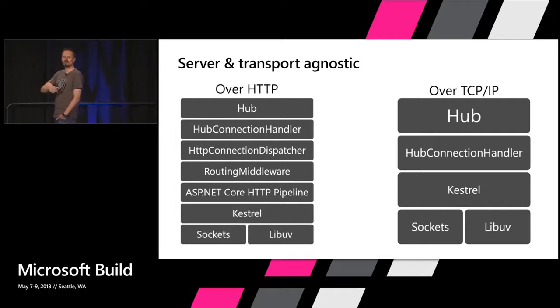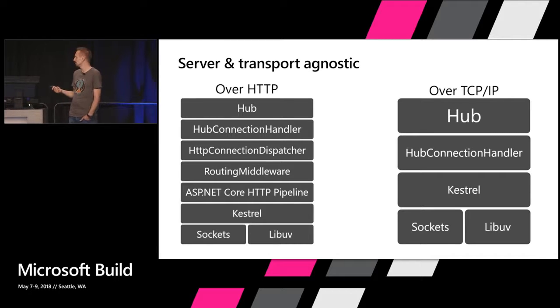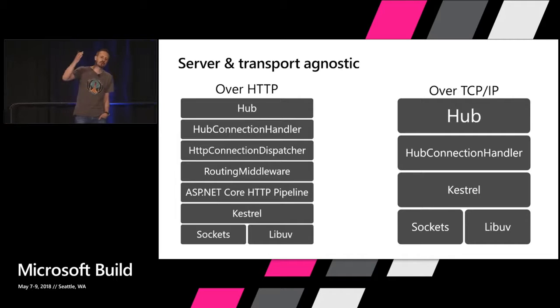But what if we want to run SignalR over something that's not HTTP, like directly over TCP? Well, the stack gets a little bit simpler because you don't have to dispatch through the ASP.NET Core middleware layer. We have a hub, we have a hub connection handler, and that plugs straight into Kestrel. So Kestrel has this new capability of, I deal with connections. Connections come into me. I am a server. I open a port, and then people connect to me. That's all it really cares about.